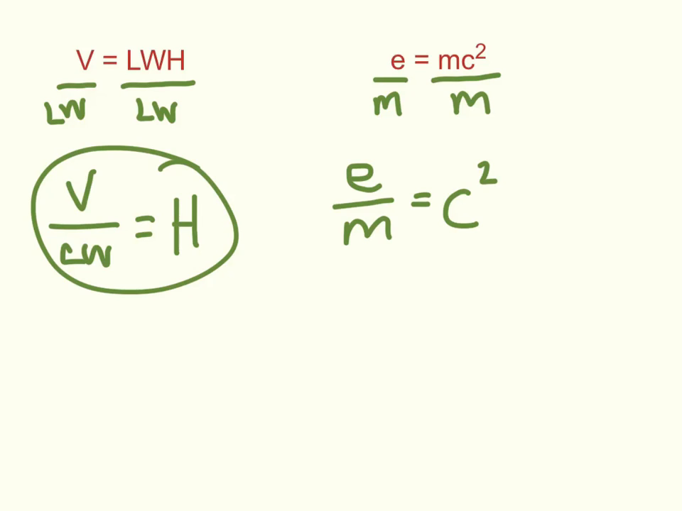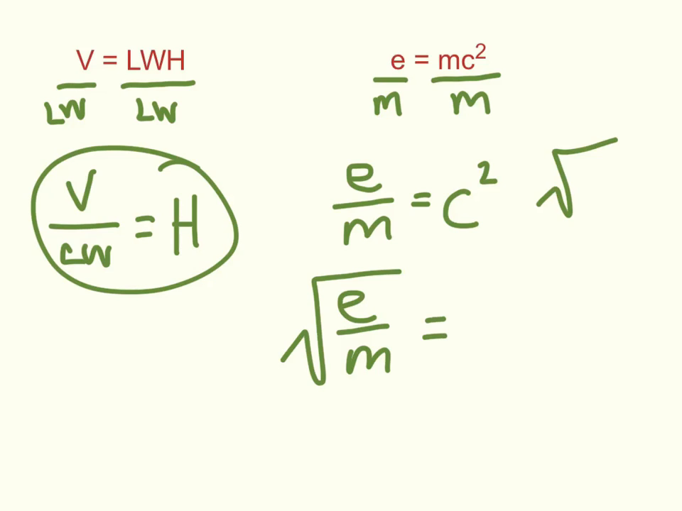So I have to think, what is the opposite of squaring something? Because that will get the C all by itself. The opposite of squaring something is taking the square root. The square root looks like this. So I need to take the square root of both sides. So the square root of E over M equals C. Because once you do the square root, you get rid of that squared next to the C. So there's your answer.